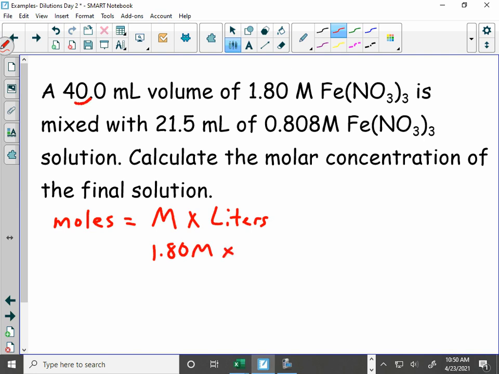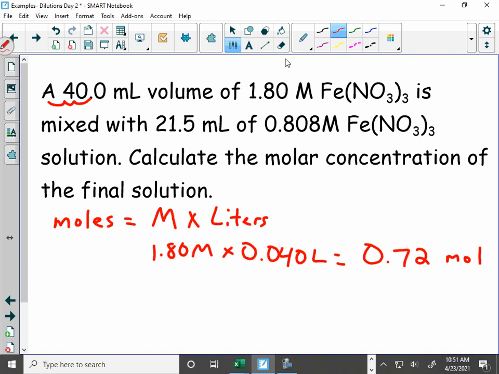So I'm going to take my molarity, 1.80 molar, and I'm going to convert this to liters. 1, 2, 3. 0.040 liters. So that will tell me when I do my math, 1.80 times 0.040, that gives me 0.072 moles in that solution.